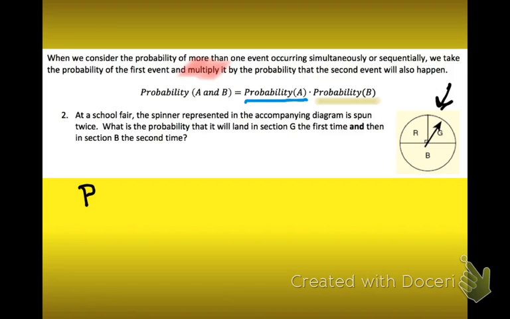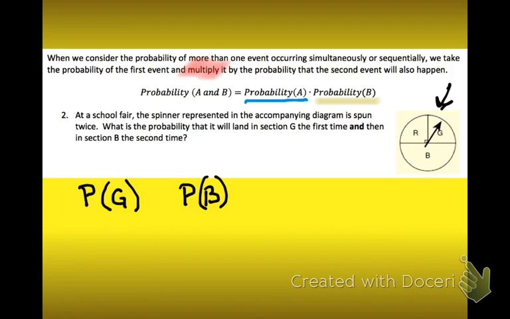So we want the probability of G the first time, and then we want the probability of B the second time. And this notation is something we'll get used to. It's a probability, this is what the P stands for, and then what's in the parentheses is the event that we want to happen. So the probability of it landing in G.